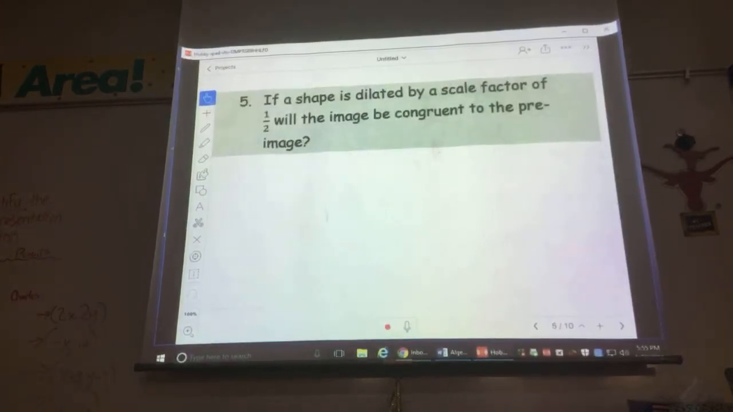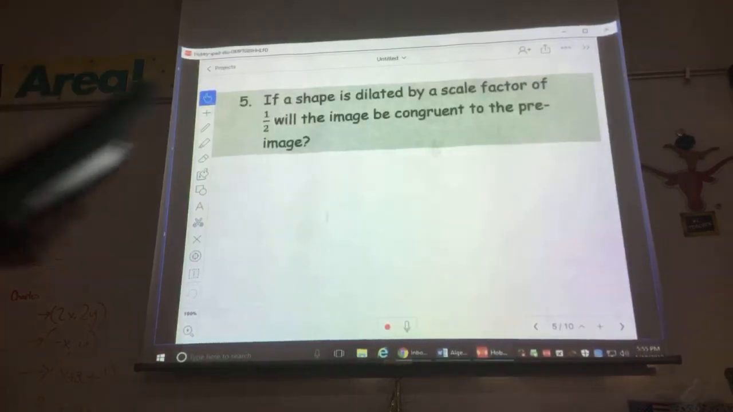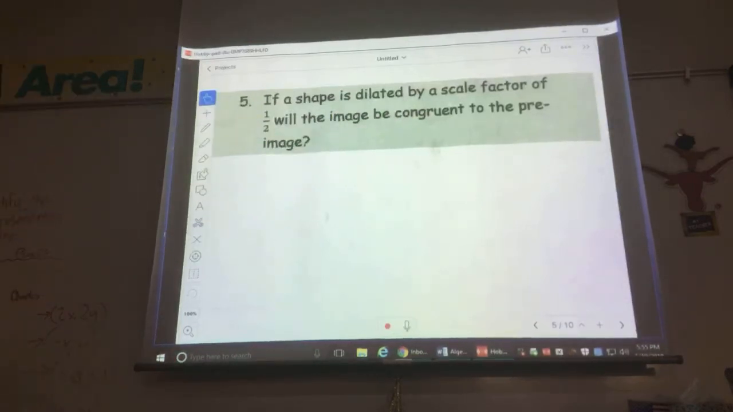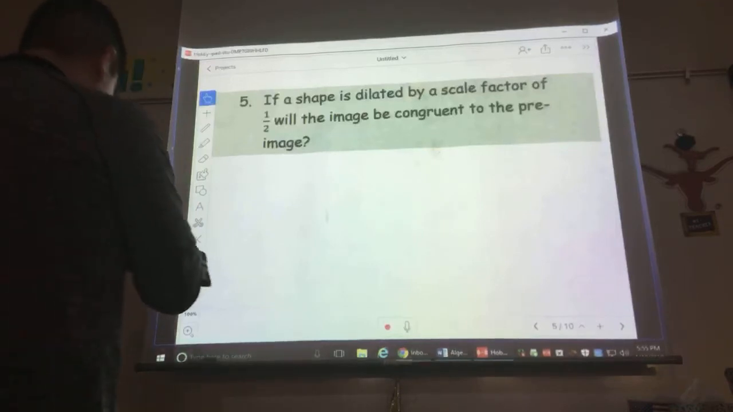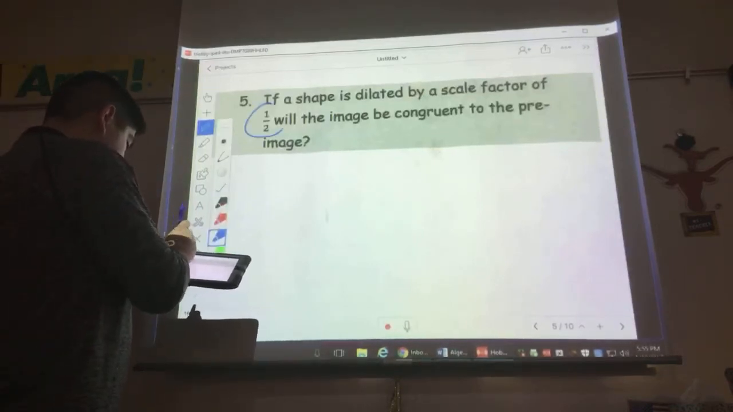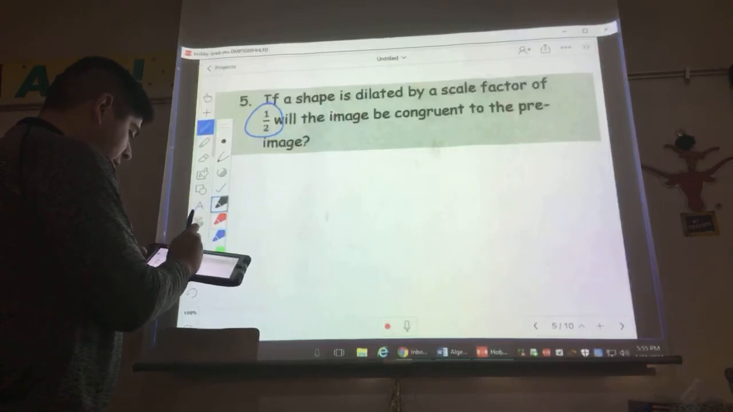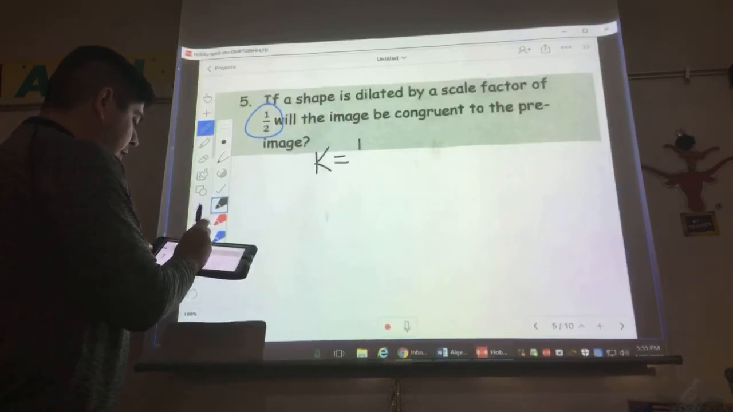Number 5. If a shape is dilated by a scale factor of 1/2, will the image be congruent to the pre-image? So my scale factor is 1/2. I'm going to circle that. Okay, and I'll rewrite it here. Scale factor is 1/2.